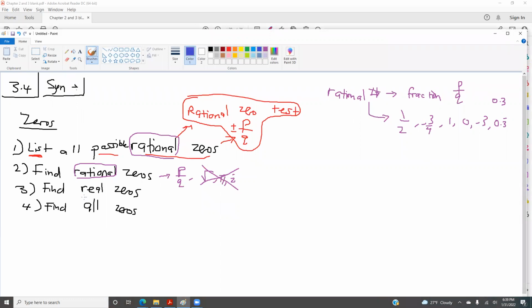What is the meaning when I say find real zeros? Find real zeros means your answer can be rational and irrational.